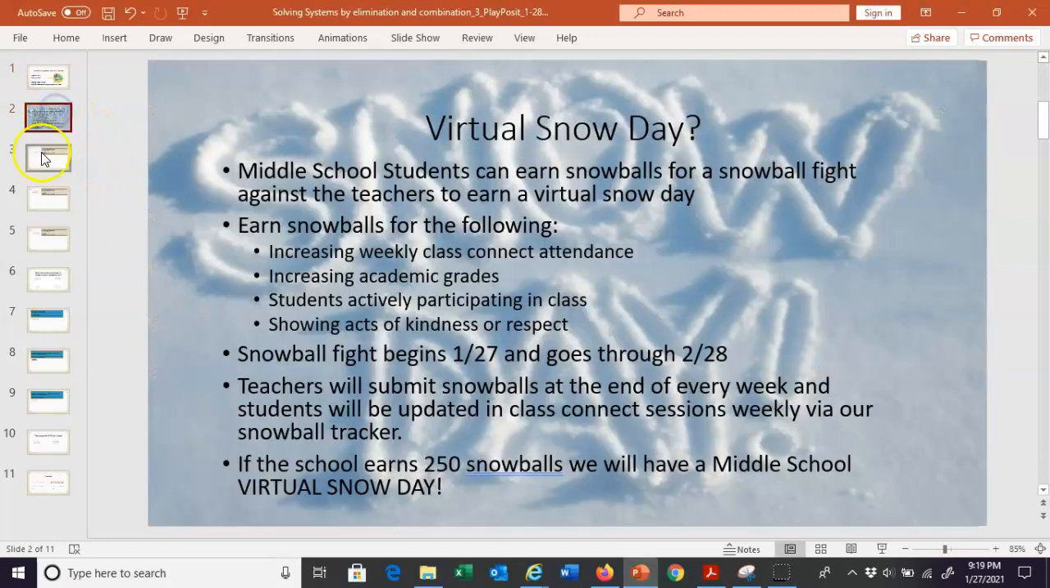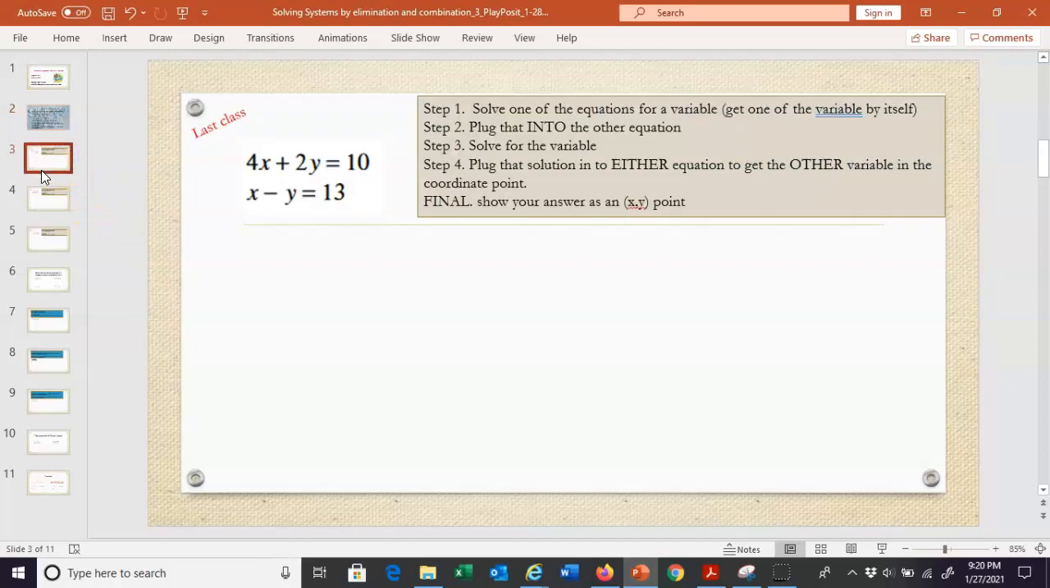One quick reminder, I know that we talked about this in class on Tuesday, but I just wanted to continue to encourage you guys to do all the amazing things that you're already doing. I already have a few things written down, some snowballs, if you will, to turn into our lead teacher. And then next week, we'll have an update for you on how many snowballs the whole school earned this week. We need to earn 250 or more snowballs to earn that virtual snow day.